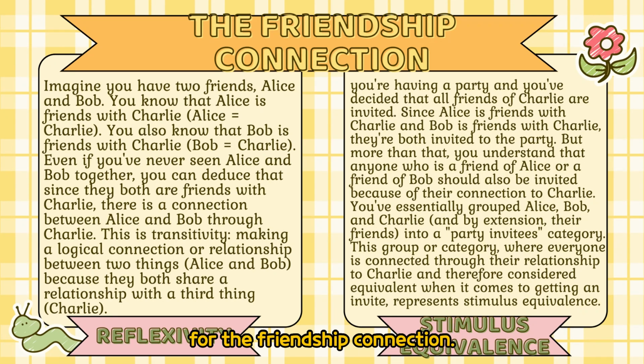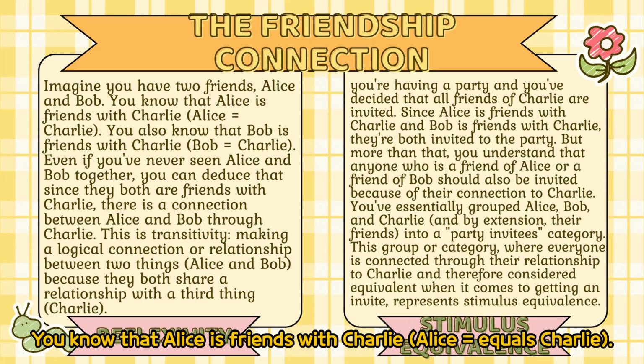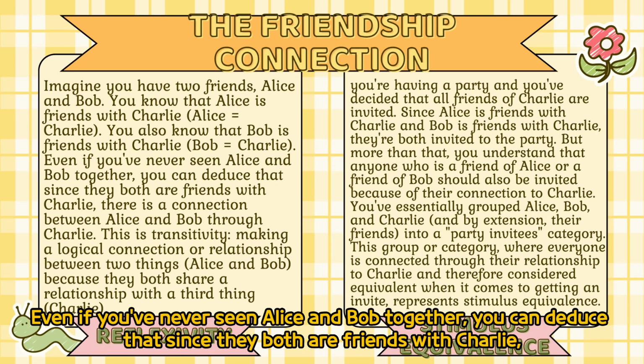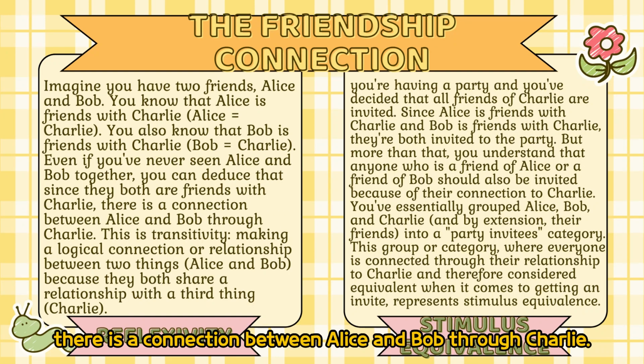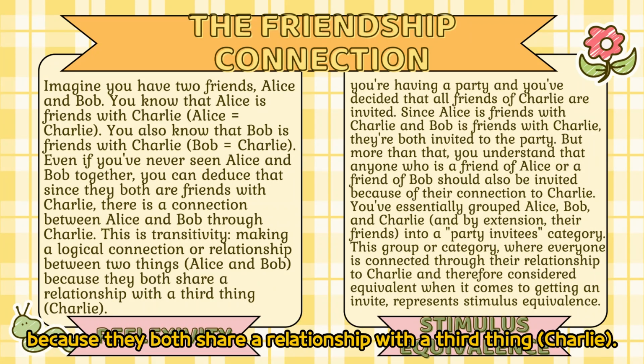For the friendship connection, imagine you have two friends, Alice and Bob. You know that Alice is friends with Charlie. Alice equals Charlie. You also know that Bob is friends with Charlie. Bob equals Charlie. Even if you've never seen Alice and Bob together, you can deduce that since they both are friends with Charlie, there is a connection between Alice and Bob through Charlie. This is transitivity, making a logical connection or relationship between two things, Alice and Bob, because they both share a relationship with a third thing, Charlie.